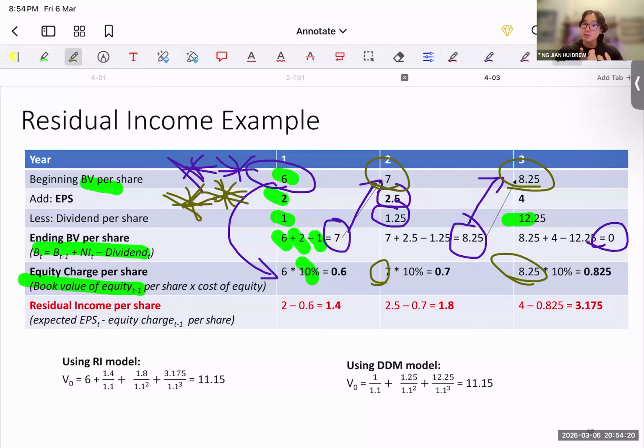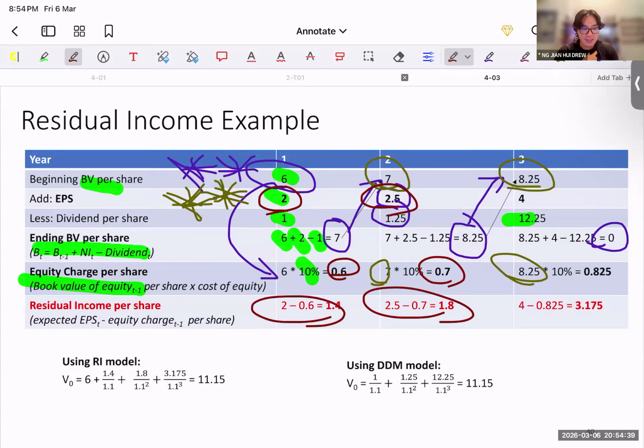And then what's the residual income model? Residual income is just the earnings per share minus the equity charge. So what's your earnings per share? Our earnings per share is this: $2 minus 0.6, 2.50 minus 0.7, and so on. All these are your residual income. So one of the questions is residual income, and you have determined the 3 residual incomes here.